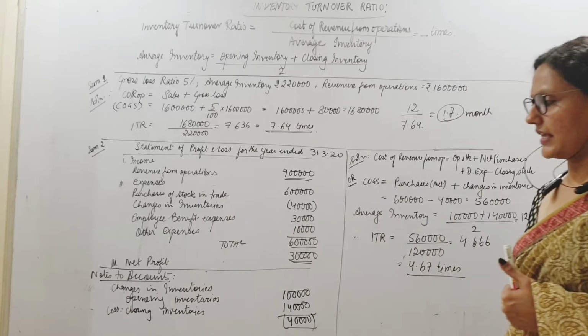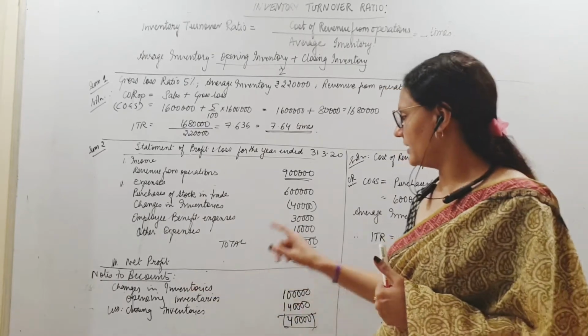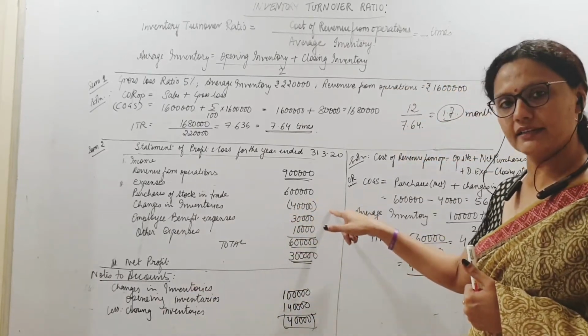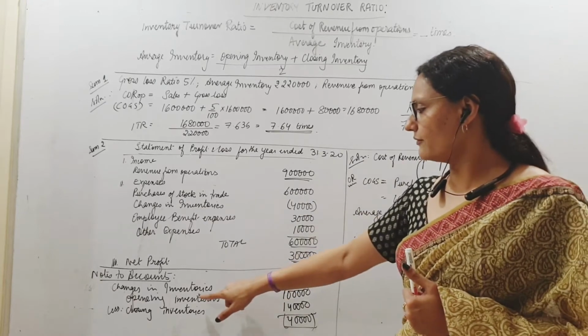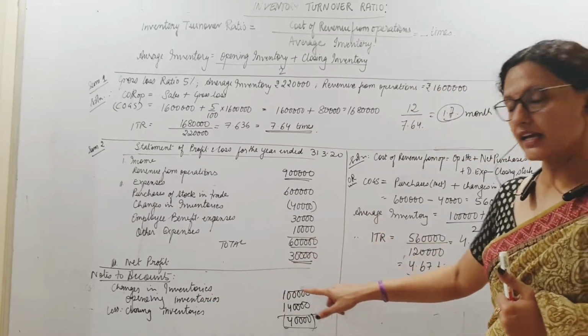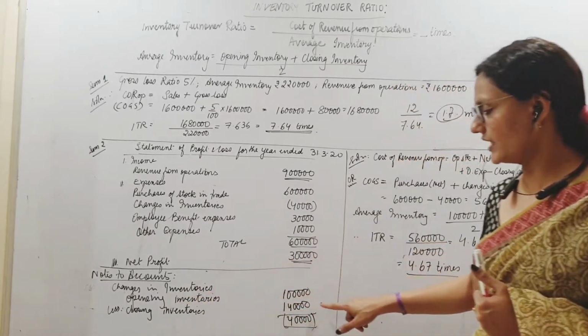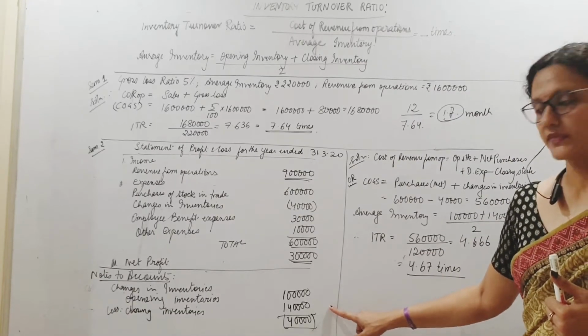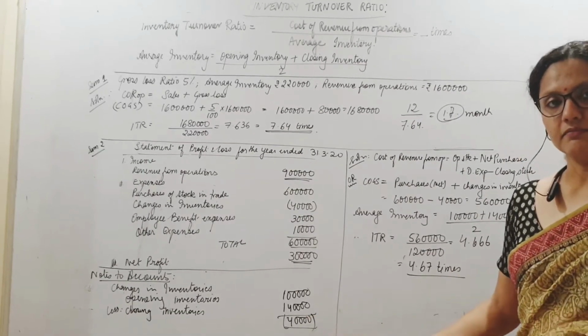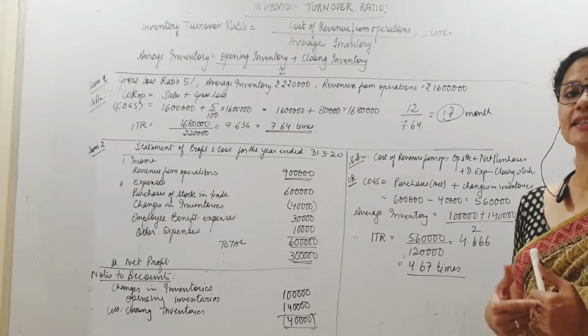Notes to account says that changes in inventory, meaning this 40,000 in bracket that I am seeing negative, has come from opening inventory is 1 lakh minus closing inventory 1 lakh 40,000. 40,000 net. Yes, an increase in stock.